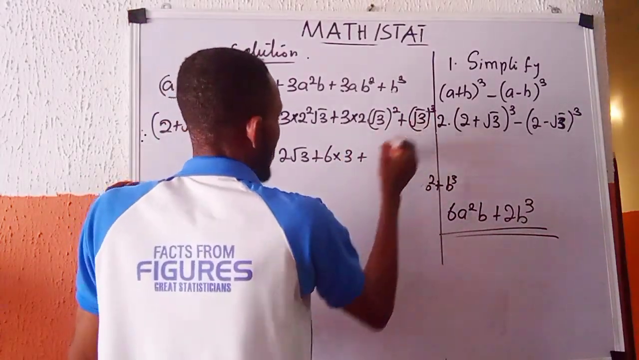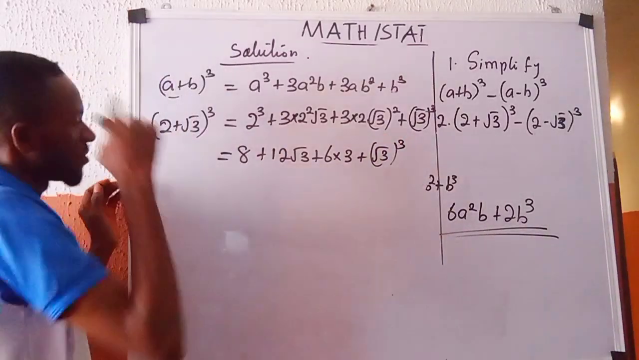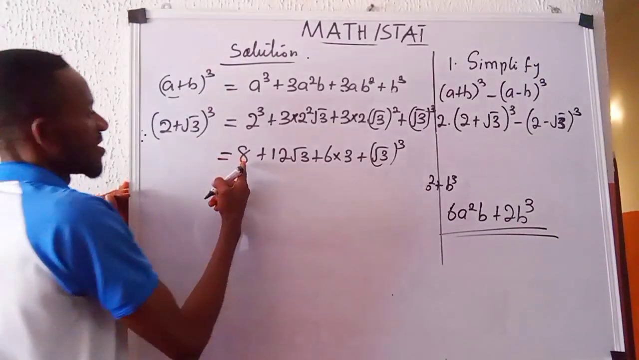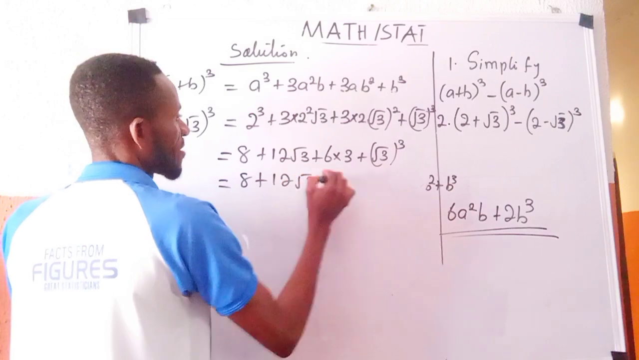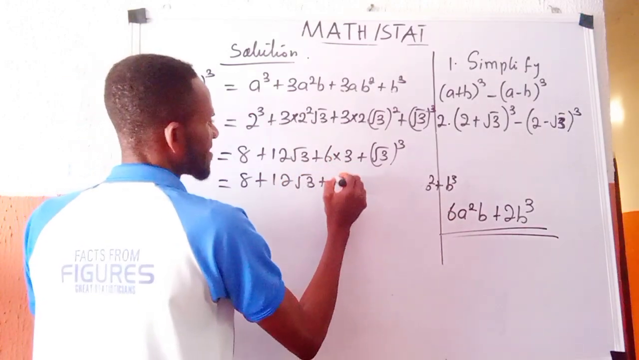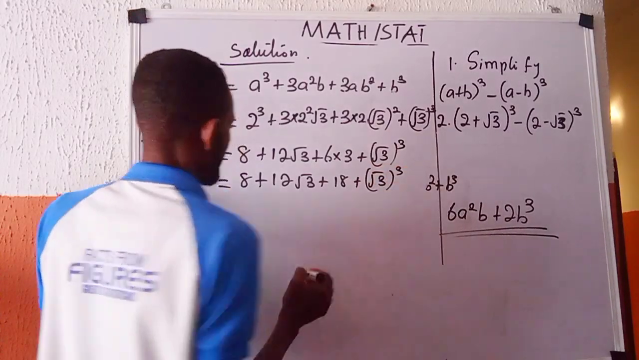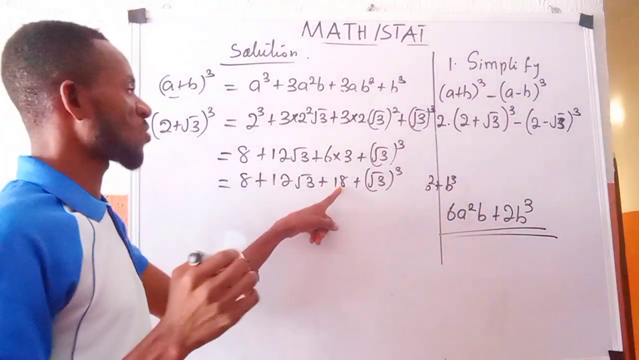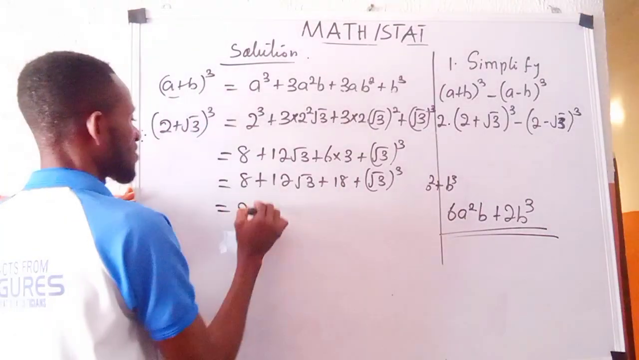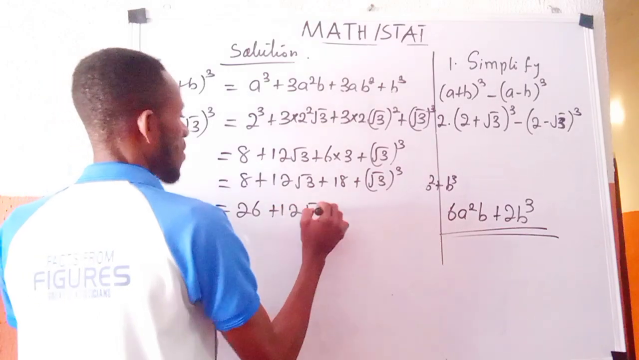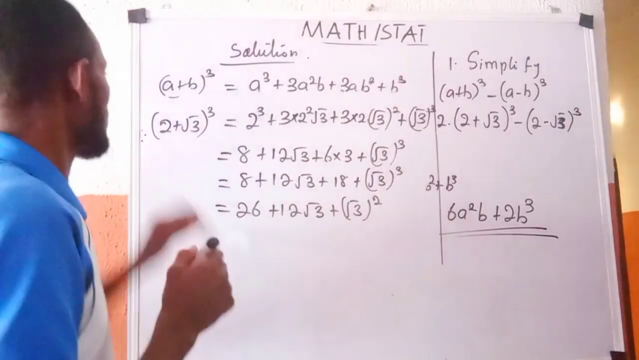Here I have root 3 all raised to power 3. So this becomes 8 plus 12 root 3 plus, this time this will give us 18, this 18 plus we have root 3 all raised to power 3. 8 plus 18 will give us 26. So this equals 26 plus 12 root 3 plus root 3 all raised to power 3. We are done with this.